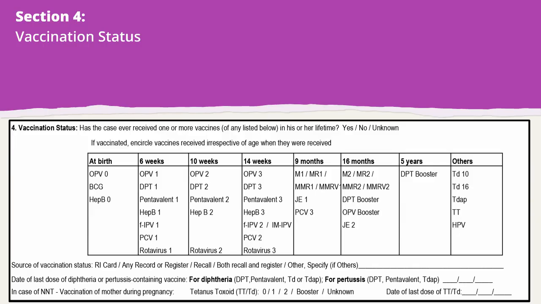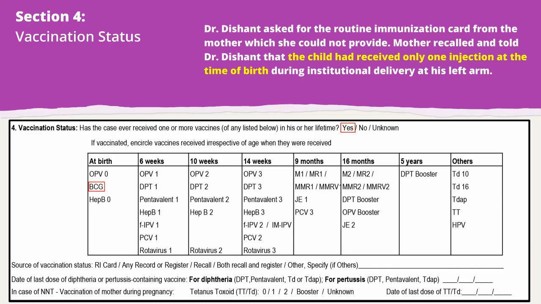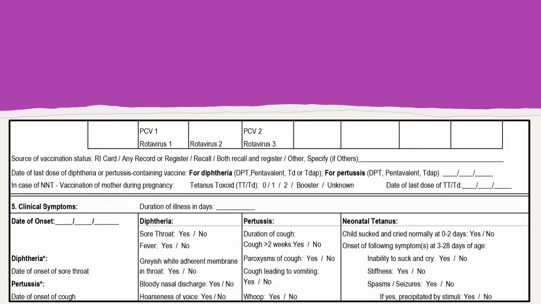Vaccination status is important to understand the level of protection that is there for the diseases. Encircle the vaccine doses received by the case along with the source of vaccination status. Date of last dose of diphtheria and pertussis containing vaccine should be entered. In NNT cases, check the tetanus vaccination status of mother during last pregnancy.